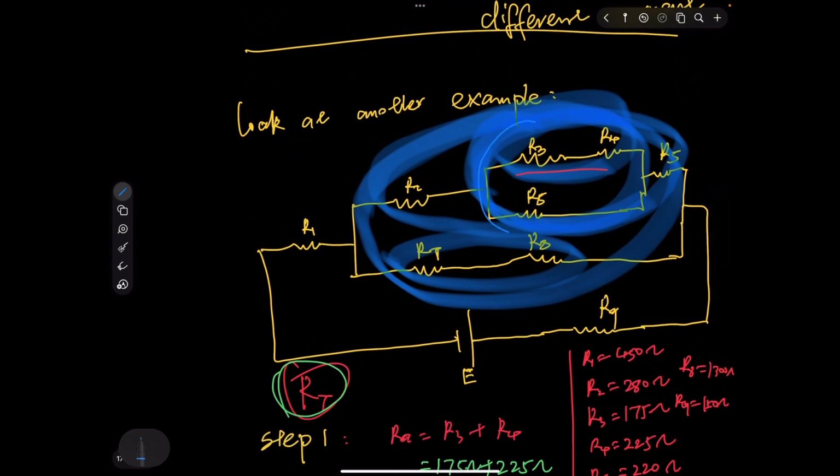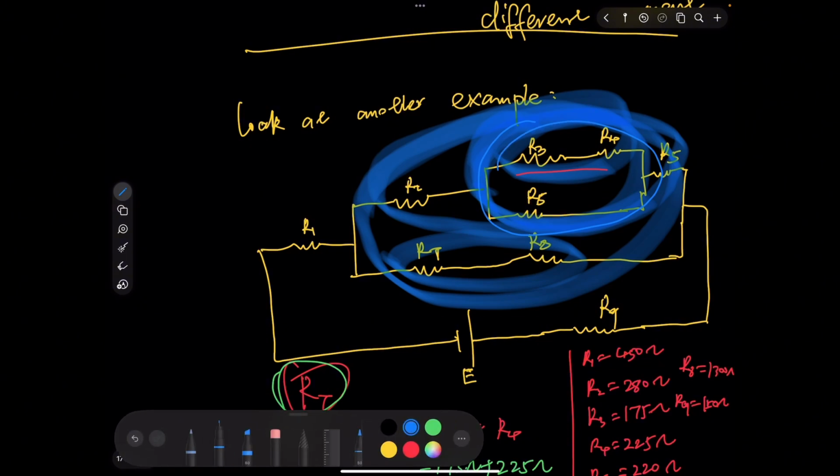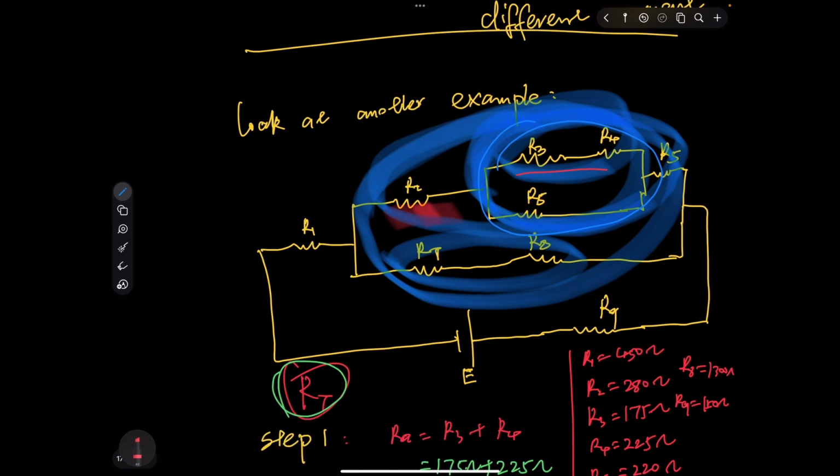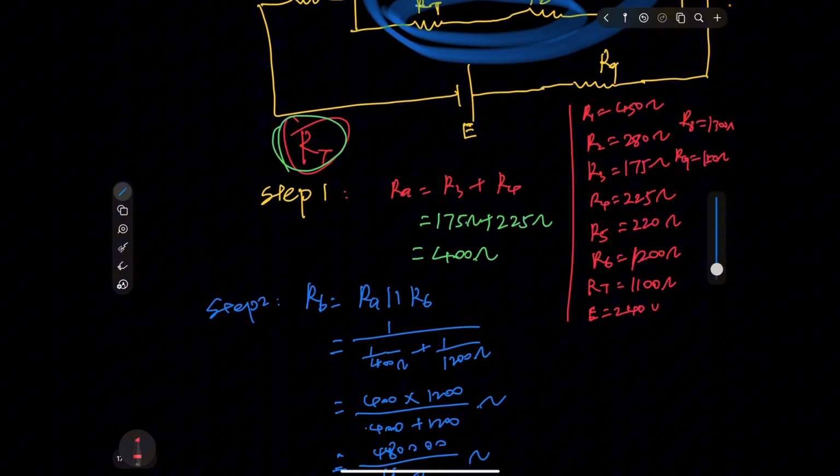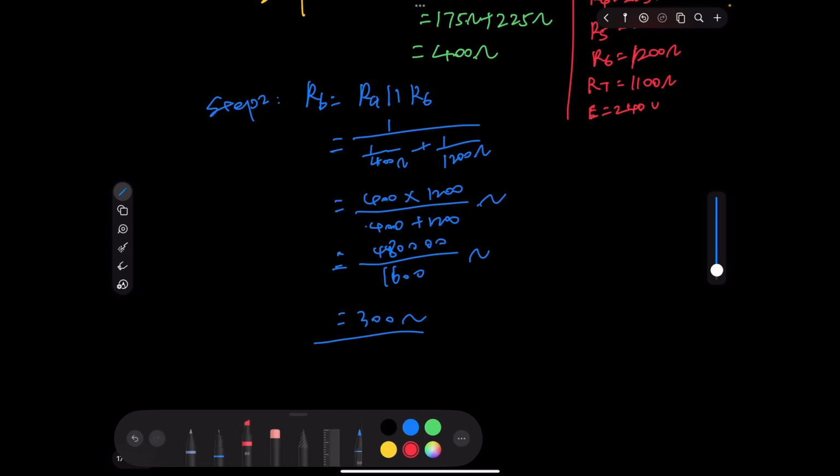We get this part now. Then RB is in series with R2 and R5. So in order to get that part, it's RB plus R2 plus R5. So that will be our step 3.